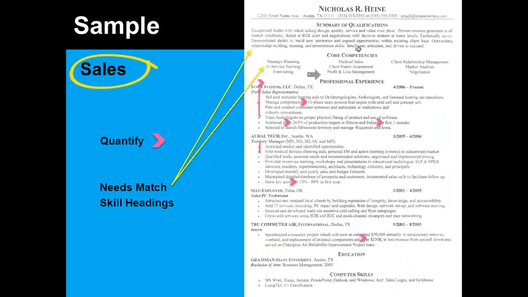Here's one for sales, and especially if you're doing a sales resume, you definitely have to quantify things. So here they have a 15-phase sales process, up 245% of production, grew key accounts 13% to 80% in the first year. So quantification of it is really important, especially, again, with a sales resume.